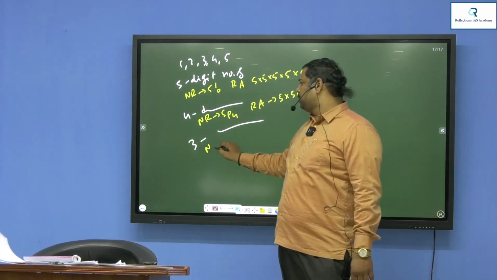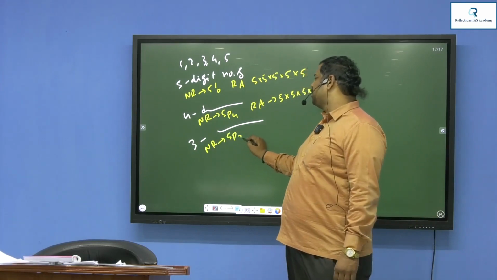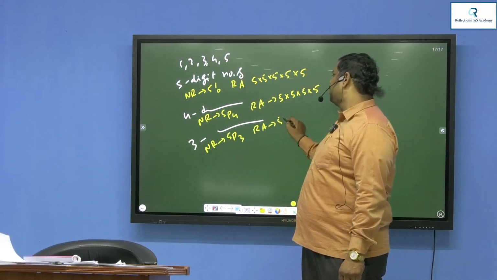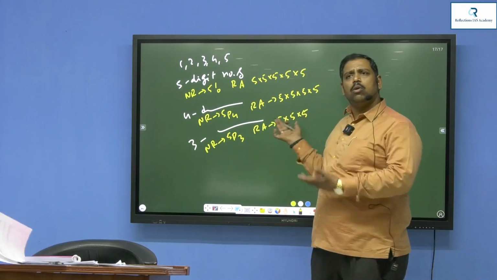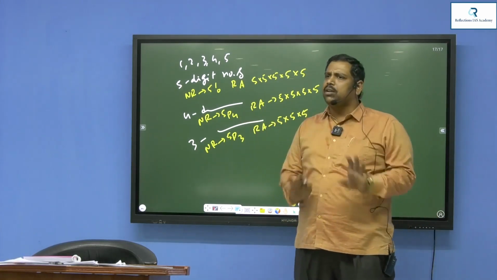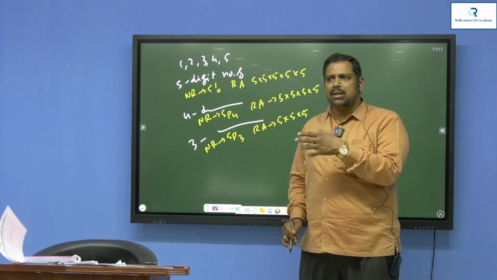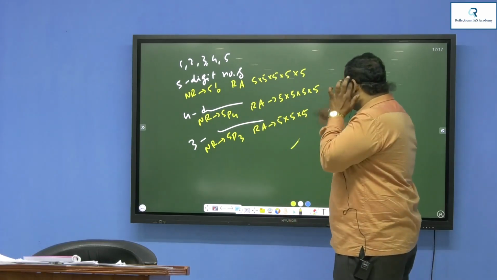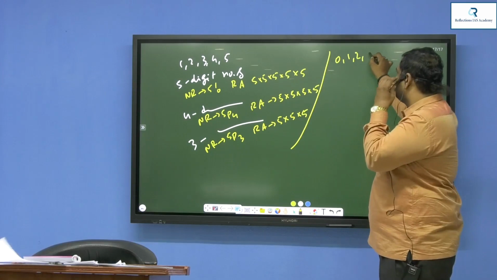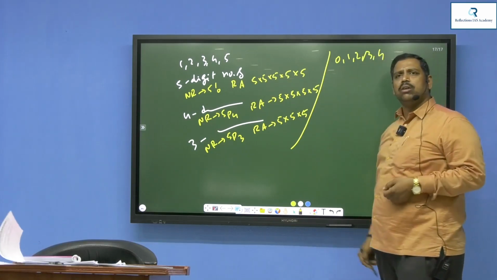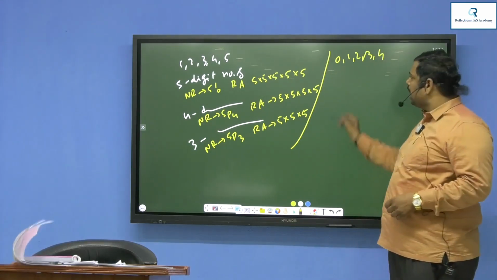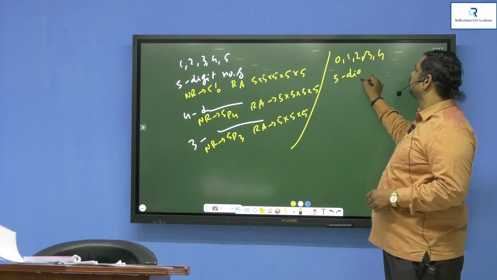3-digit, when there is no repetition, 5P3. Repetition is allowed means as usual 5 into 5 into 5. Yes or no? Same as that one or different one? Same. Arrangement of alphabets and arrangement of digits are same here. So, suppose if he gives 0, 1, 2, 3, 4. How many digits I have given? 5 digits only. Now I am asking 5-digit numbers.